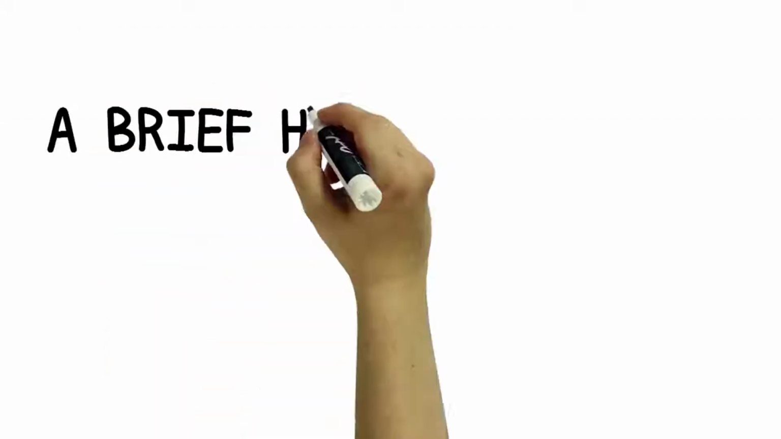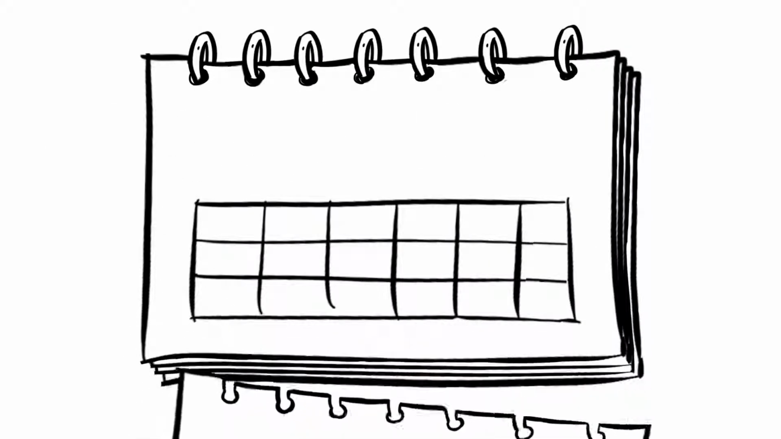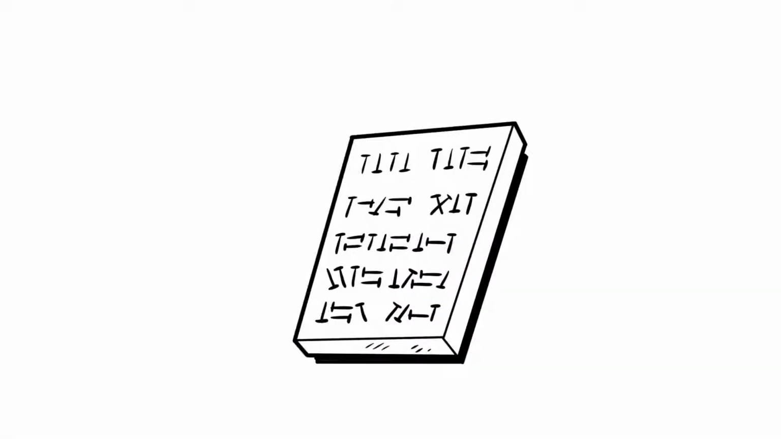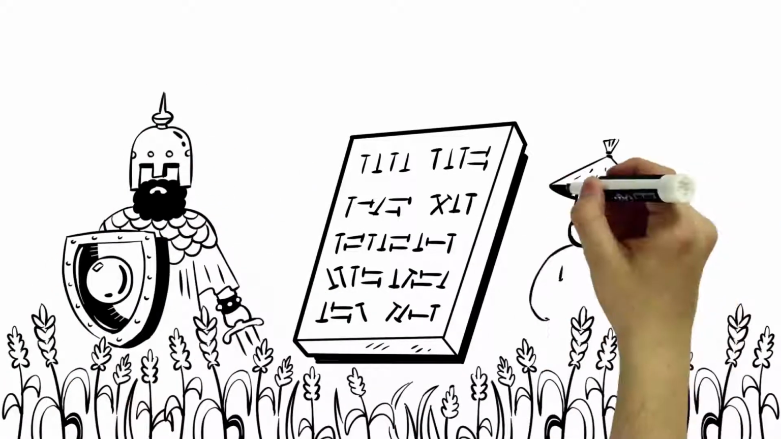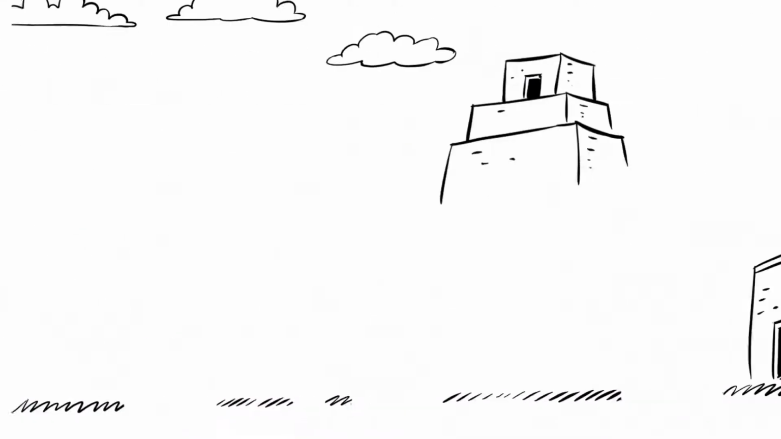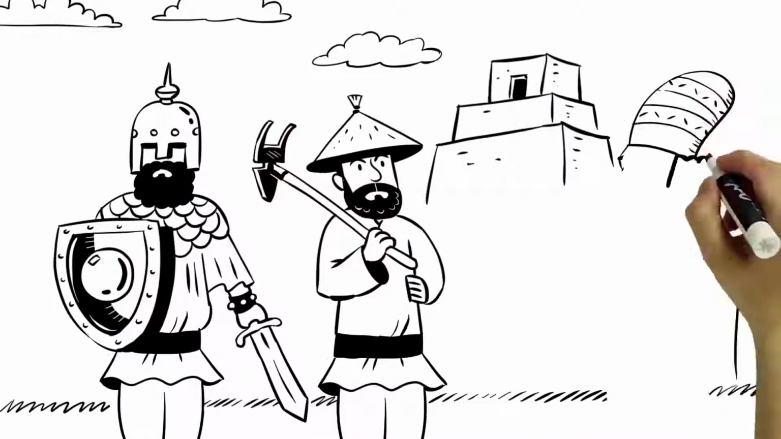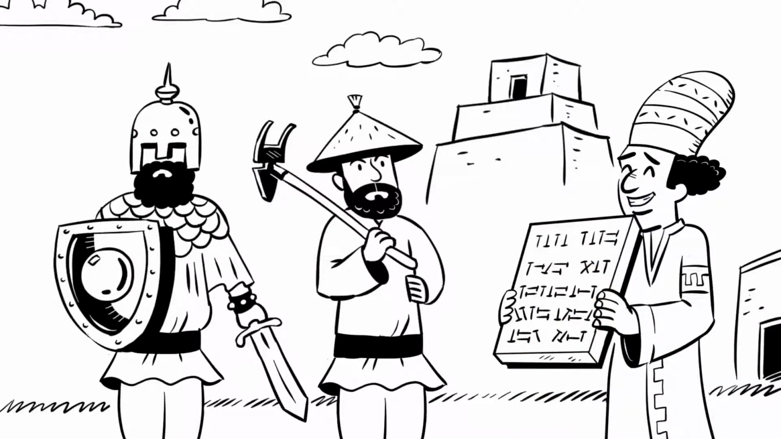A brief history of the surety bond. 2750 BC. The earliest known surety contract was written on a Mesopotamian tablet. The contract was between a farmer who could not take care of his fields because he was drafted into the king's army, and a neighboring farmer who offered to work his fields. They agreed to split the profit from the harvest evenly. The world's first known surety broker was a local merchant who guaranteed that the second farmer would keep his word.